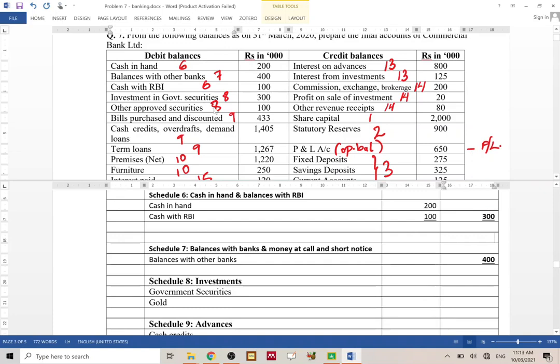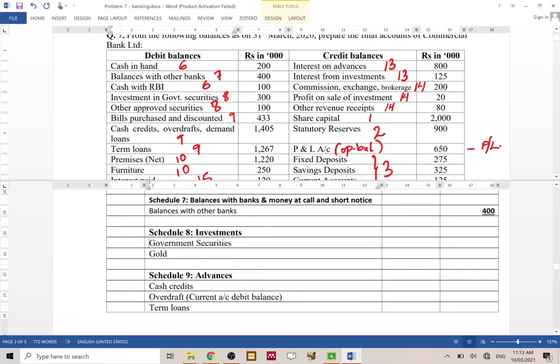Next, investment in government securities, schedule 8, other approved securities. So here I'll just edit this from the previous problem. Investment in government securities, inner column 300, and other approved securities is 100. Once again the same amounts, and the total in the outer column will be 400. Okay, so posted up to here.